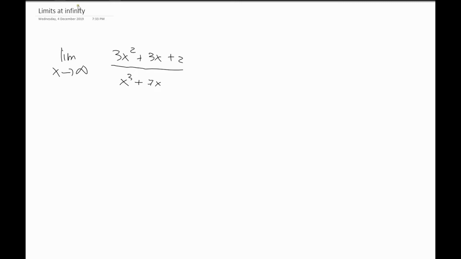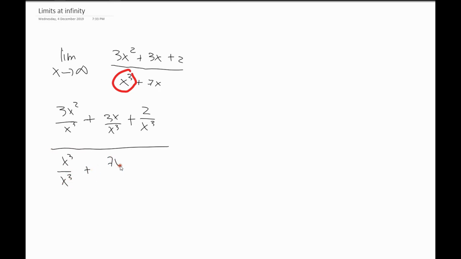The first thing that we need to know is to find the degree of your denominator. The highest exponent here is x cubed. After knowing that, we have to divide every single term by x cubed. So let's try that. That will be 3x squared all over x cubed plus 3x all over x cubed plus 2 all over x cubed, all over x cubed plus 7x all over x cubed.